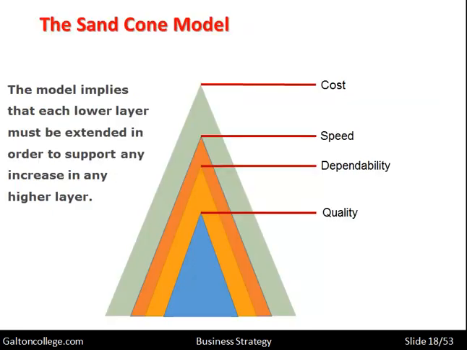So we can see the model something like this. We have quality. It's all built on quality. So quality is the first point we meet. Quality is essential. Next we have dependability. And next we have speed. So dependability and speed are, if you like, incremental to quality. Quality is essential. And then the final part, of course, is the cost.